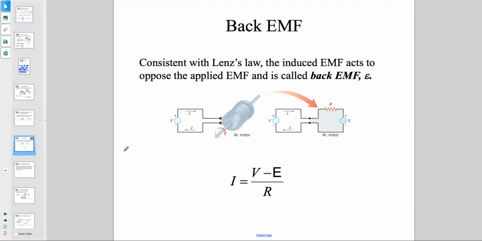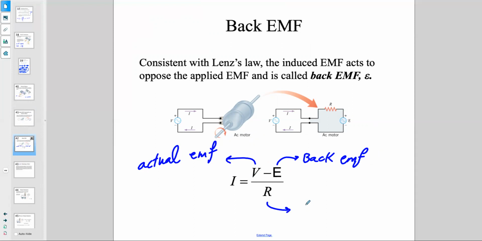And if you want to find the current, it's the actual EMF being applied, which is V, minus the back EMF. So this E is the back EMF. This is the actual EMF. This is the resistor, and this will be the current.